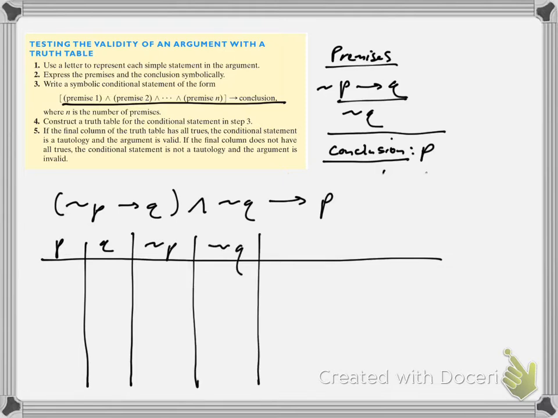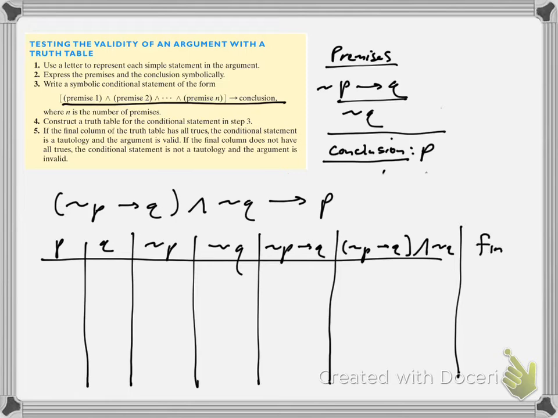It's kind of a hard example, but we'll get it. And then I need a not P implies Q column for this one. Then I need the not P implies Q and not Q. And then I need the final statement, which I'm not going to write, but the final statement is this whole thing right here. Okay? So let's start off, P and Q.